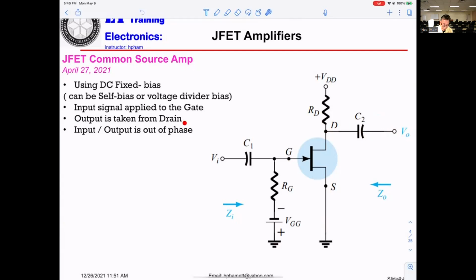Also, they're telling you input and output will be out of phase. That means input positive, output negative; input negative, output positive. They will be 180 degrees out of phase. That is the first thing you need to recognize.